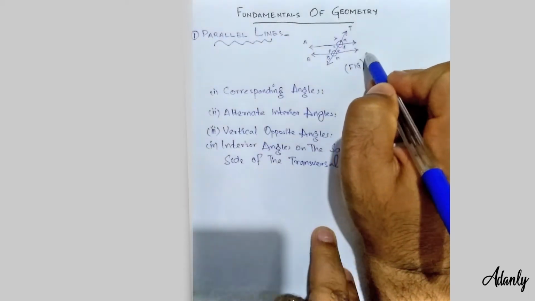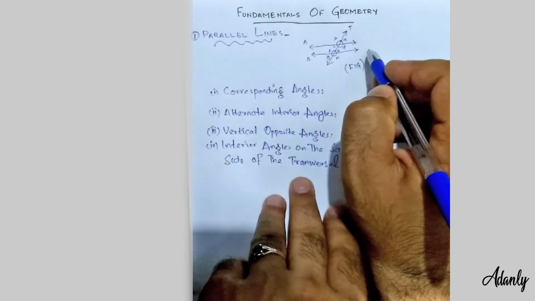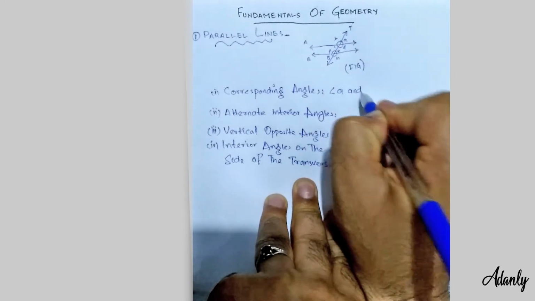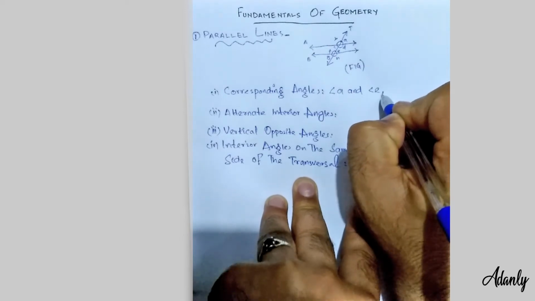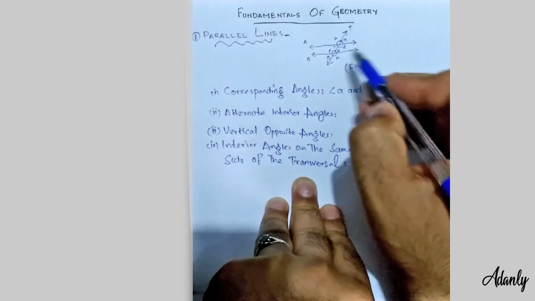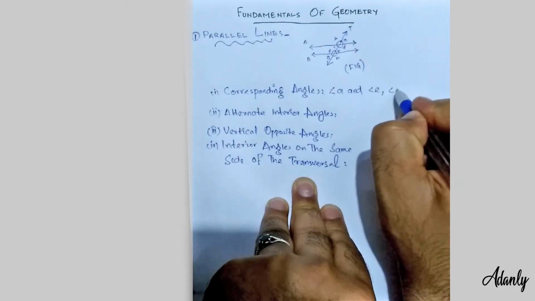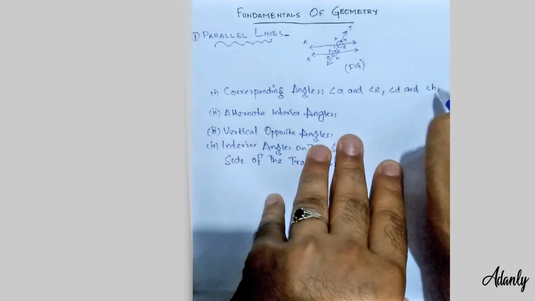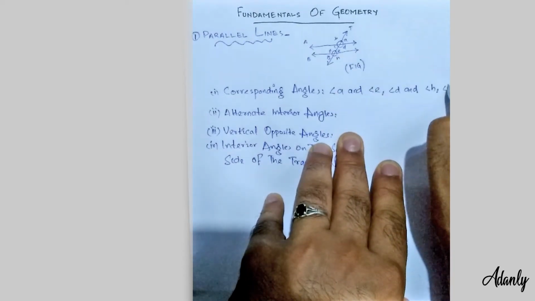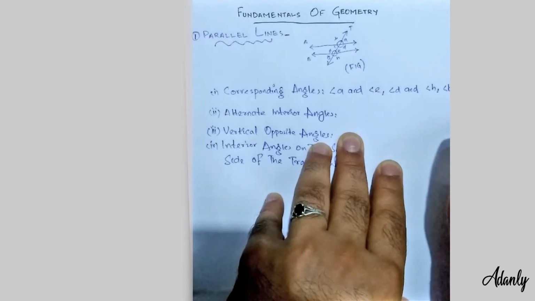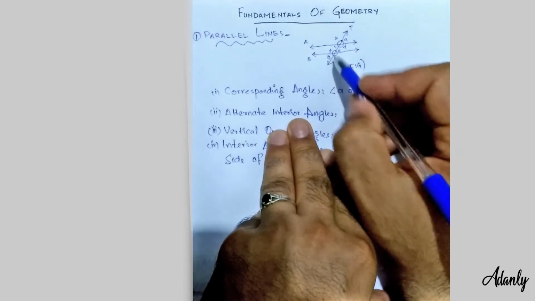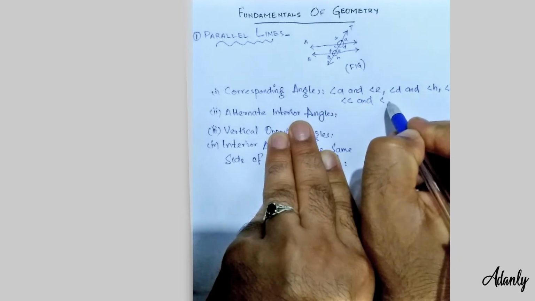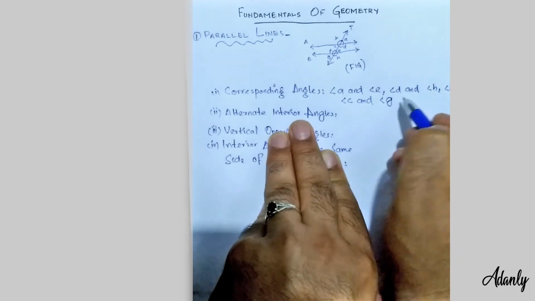According to the figure, we have corresponding angles, angle A and angle E. Another pair of corresponding angles is angle D and angle H. Another pair is angle B and angle F. Another pair is angle C and angle G. So these are called corresponding angles.